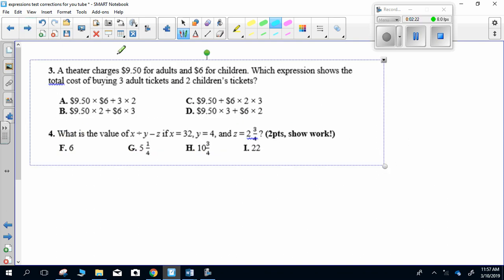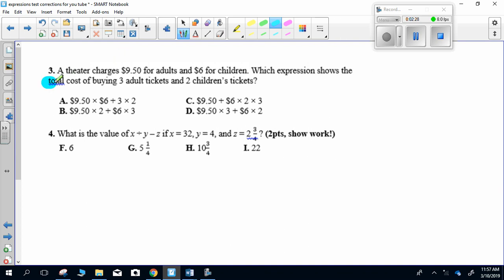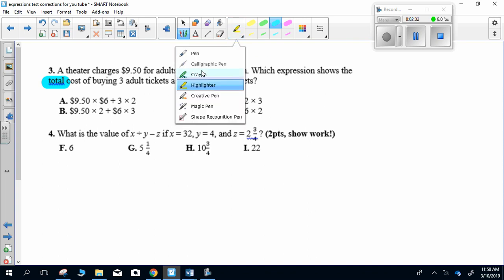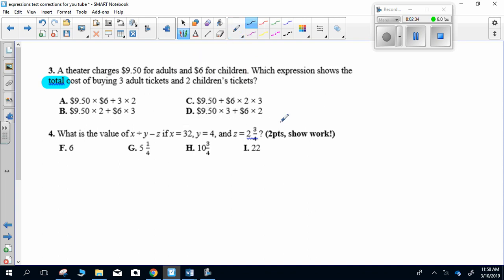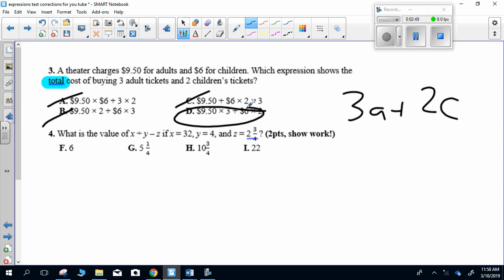The next one. A theater charges $9.50 for adults and $6 for children. Which expression shows the total cost of buying 3 adult tickets and 2 children's tickets? So if I was going to be working this out, if I wrote it down, it would say 3A plus 2C. So I look for that expression. Adults are $9.50, so I need 3 times $9.50, so no, no, no, it is D.